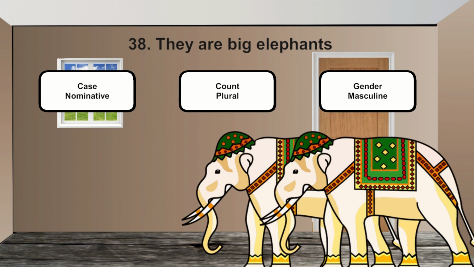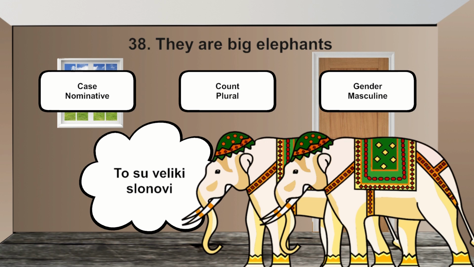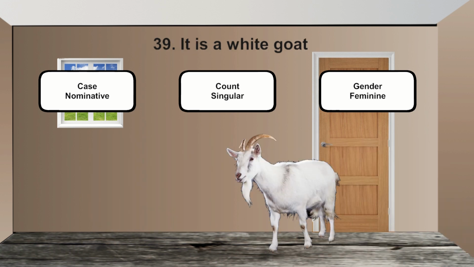Question 38. Pitanje 38. They are big elephants. Masculine, plural. Another that receives an OV. To su veliki slonovi. To su veliki slonovi.